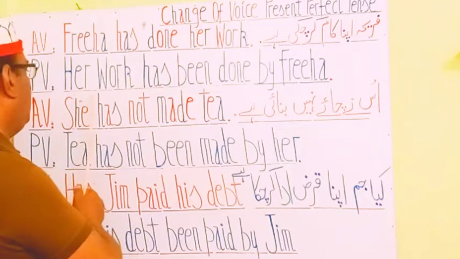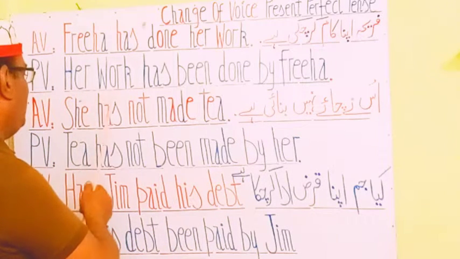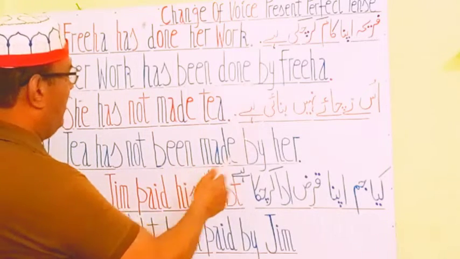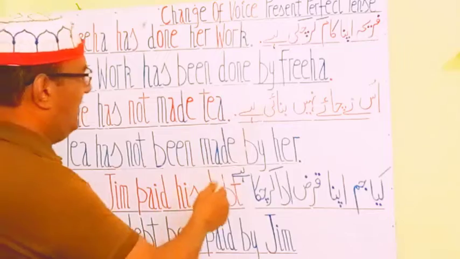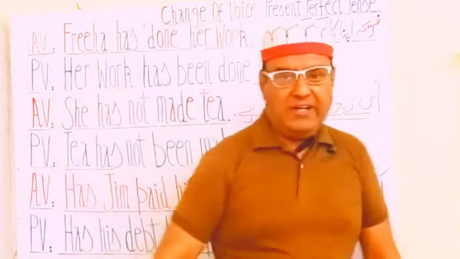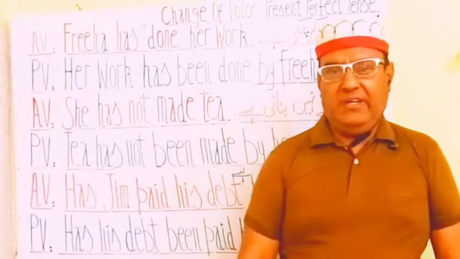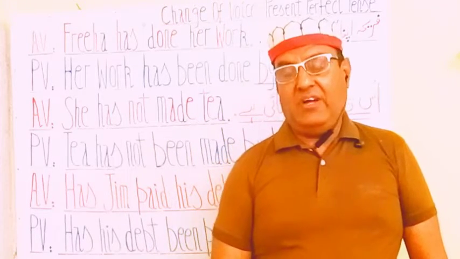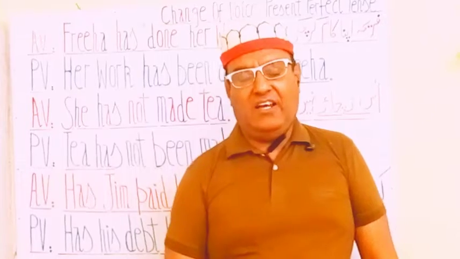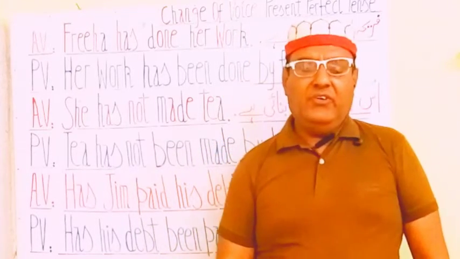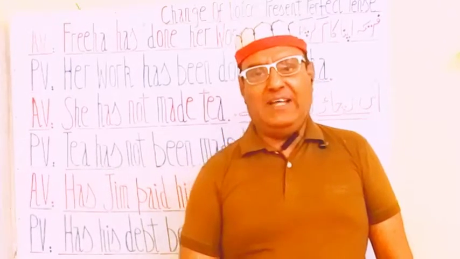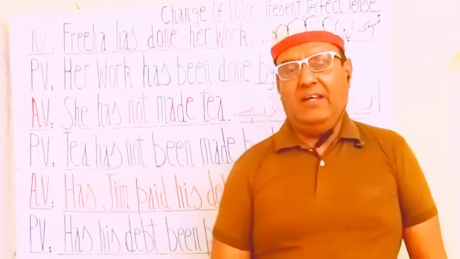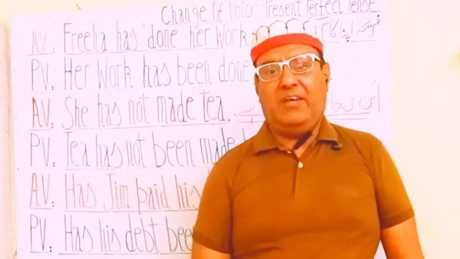So here's the new statement. Let's read it out. Her work has been done by Friha. The active voice phrase was Friha has done her work, and its passive voice is her work has been done by Friha.